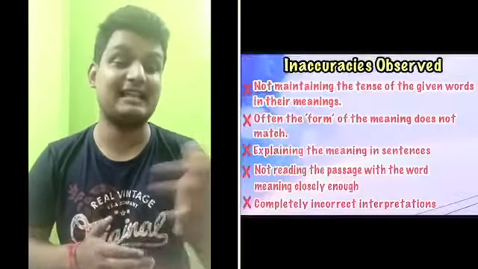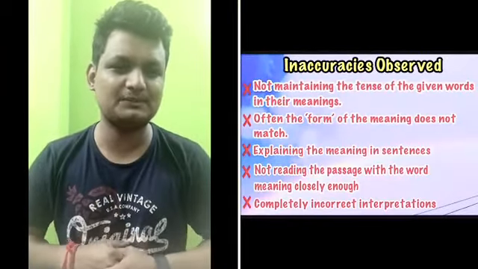So students, moving down to our fourth inaccuracy. Our fourth inaccuracy says not reading the passage with the word meaning closely enough. Yes, you have another bad habit of not reading the entire passage. Everyone wants to save their time, but when you need to find out the meaning, you need to read the passage very carefully, because when you don't read the passage, you cannot find the meaning or the idea or the sense that the entire passage is conveying. Got it? So you need to read the entire paragraph.